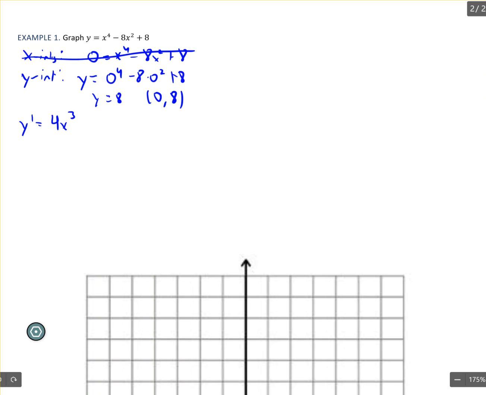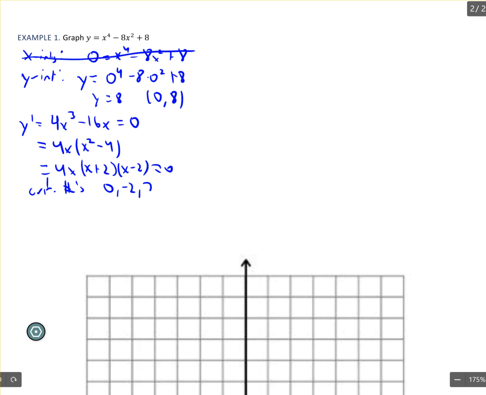Remember, the critical numbers are where we set the derivative equal to 0. So let's go ahead and do that. Set that equal to 0. To solve that, we're going to factor. So we get 4x times x squared minus 4. And then we can factor x squared minus 4 to be x plus 2 times x minus 2. And so our critical numbers end up being 0 from the 4x term, negative 2 from the x plus 2, and 2 from the x minus 2 term.